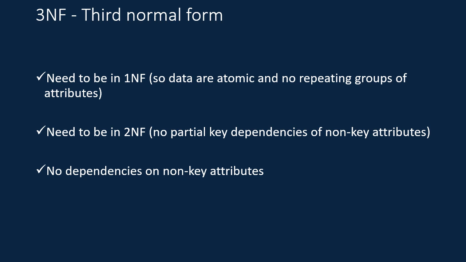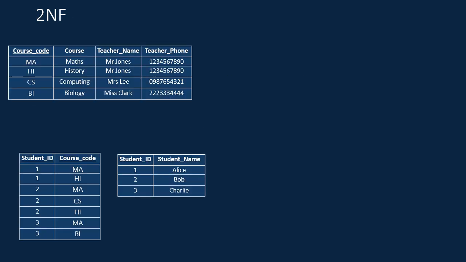We're going to explore what we mean by that statement, by no dependencies on non-key attributes, by looking at an example. This is the database that we are going to convert into third normal form. It's already in second normal form, and there are videos explaining how that's been achieved, so you can refer to those if you wish to know more about that. It contains 3 tables. The bottom 2 tables we don't need to worry about, but in the top table there are dependencies on non-key attributes.